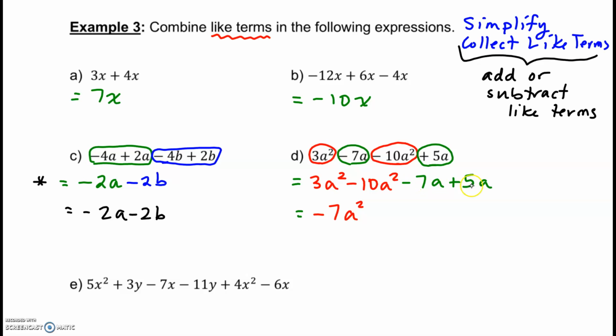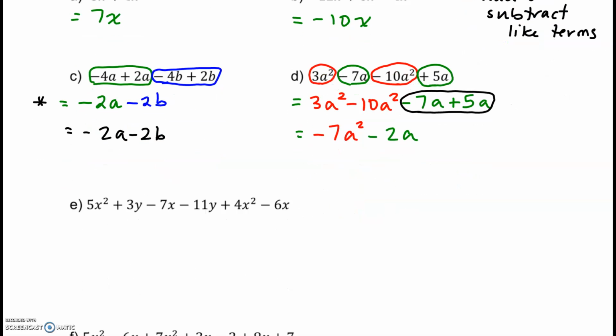And negative 7a plus 5a. So remember, I am going to circle this one just so you remember. Do not think of it as 7 plus 5. You need to think of this as negative 7 plus 5. So negative 7 plus 5 gives me a negative 2a. And then there's my final answer, negative 7a squared minus 2a.